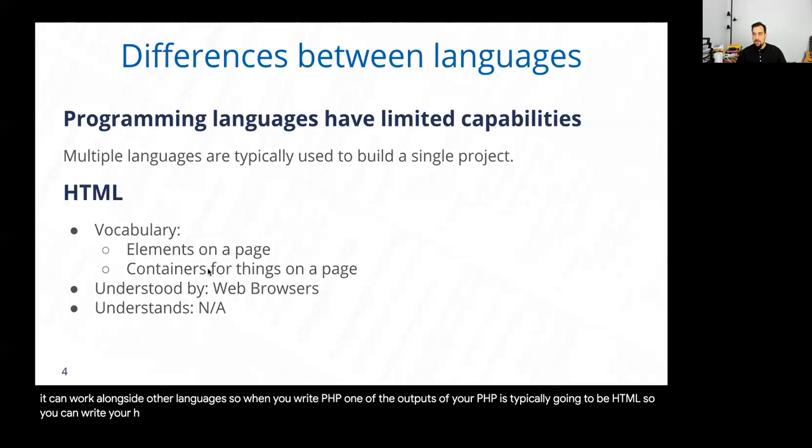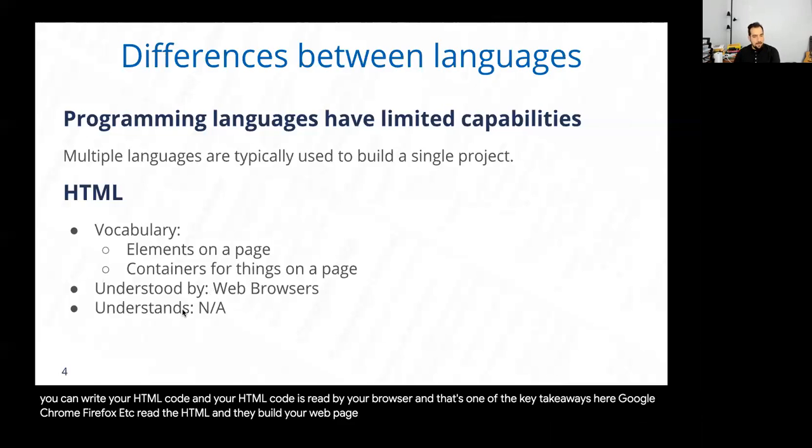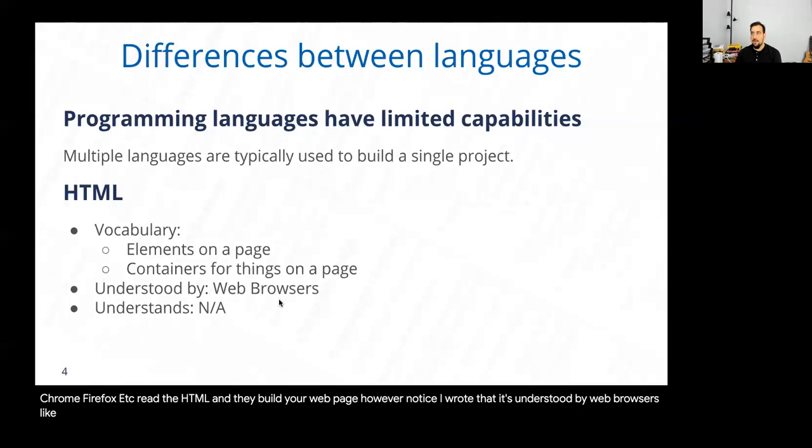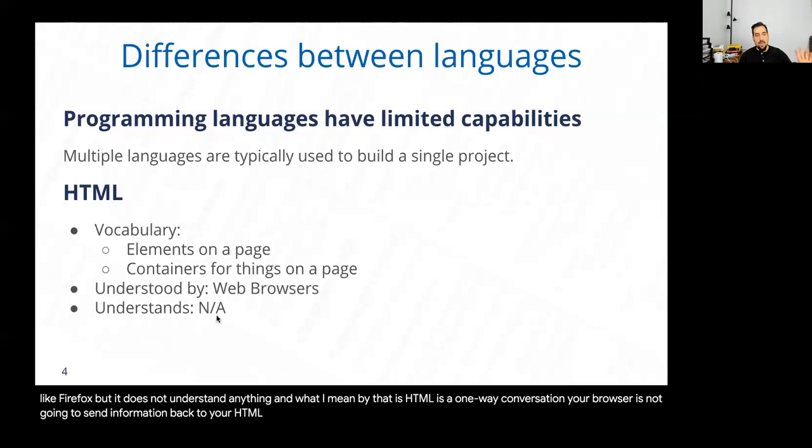So you can write your HTML code, and your HTML code is read by your browser, and that's one of the key takeaways here. Google Chrome, Firefox, etc. read the HTML, and they build your web page. However, notice I wrote that it's understood by web browsers like Firefox, but it does not understand anything. And what I mean by that is HTML is a one-way conversation. Your browser is not going to send information back to your HTML, but rather your HTML will be given to your browser and your browser will generate a page.